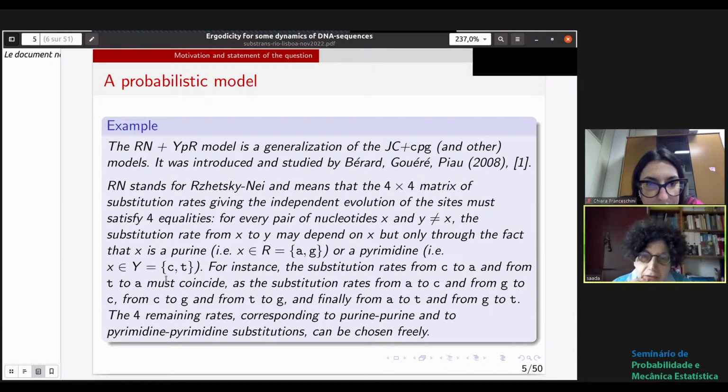So first, for the independent part, the rules are that for every pair of nucleotides X and Y, to go from X to Y, it may depend on X, but only through the fact that X belongs to R or that X belongs to Y. So it means that if we want to go from C to A or from T to A, it must have the same rate, and also from A to C and from G to C and so on. And then there are 4 remaining rates which correspond to being within the same class, to go from R to R or from Y to Y, and then it's independent, it's free.